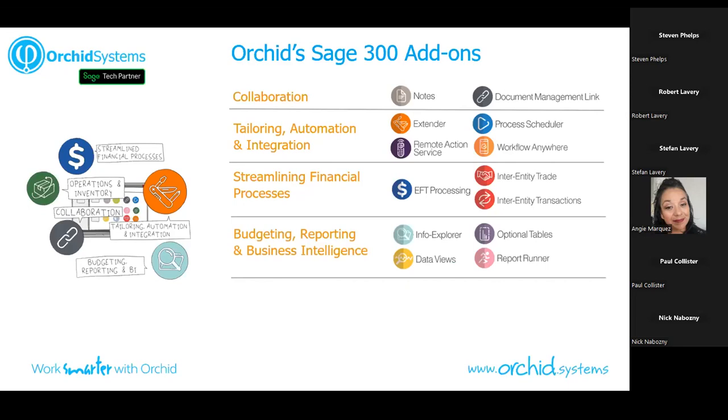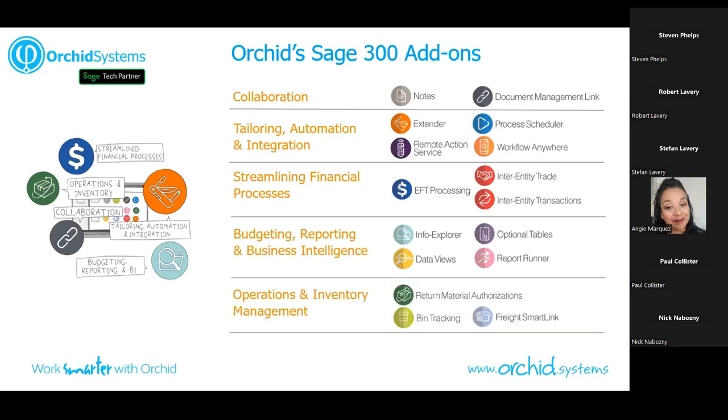Optional tables allows you to budget below the GL level, so you can budget at a customer item level. And then Report Runner allows you to hard code the parameters for how you run your Crystal reports and FR financial statements so that you can automate both the generation and distribution of these Crystal and FR financial reports. So people are getting information on a timely basis and based on the format that they need to see that information.